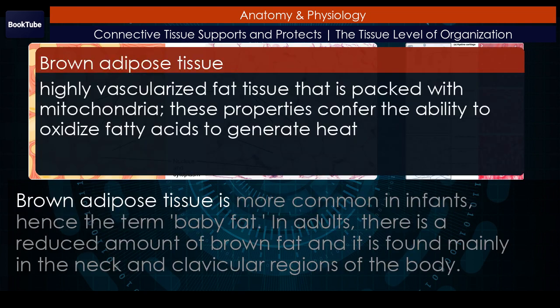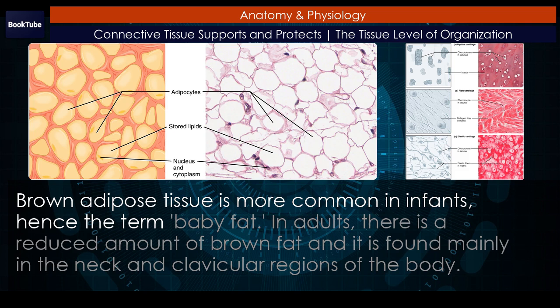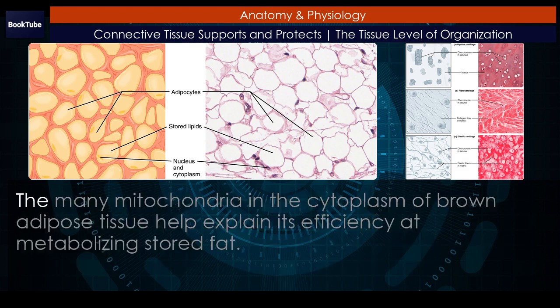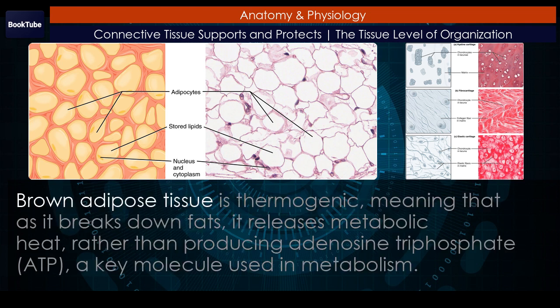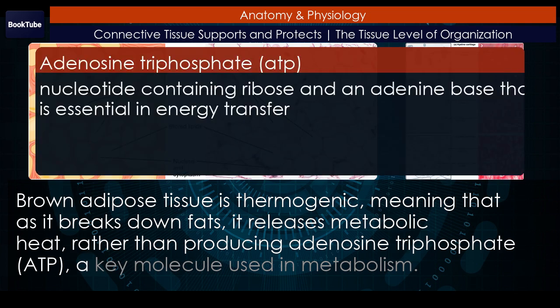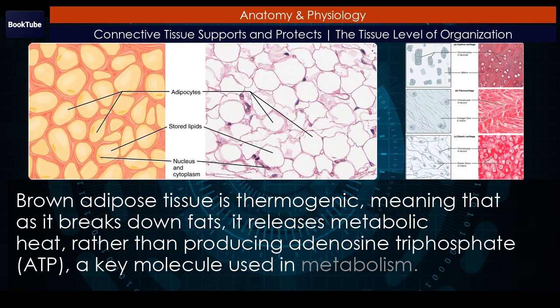Brown adipose tissue is more common in infants, hence the term baby fat. In adults, there is a reduced amount of brown fat and it is found mainly in the neck and clavicular regions of the body. The many mitochondria in the cytoplasm of brown adipose tissue help explain its efficiency at metabolizing stored fat. Brown adipose tissue is thermogenic, meaning that as it breaks down fats, it releases metabolic heat, rather than producing adenosine triphosphate, ATP, a key molecule used in metabolism.